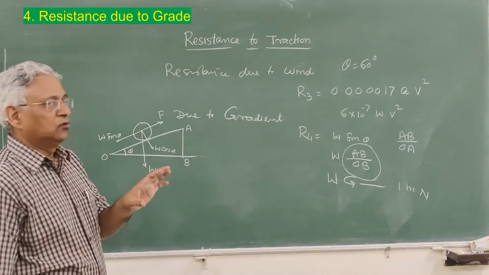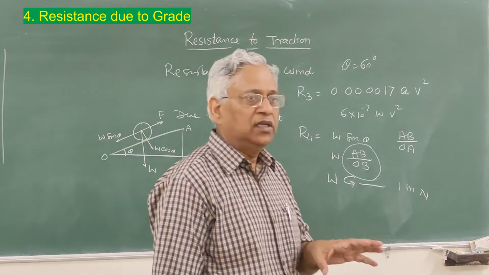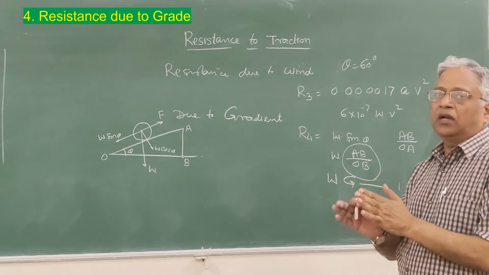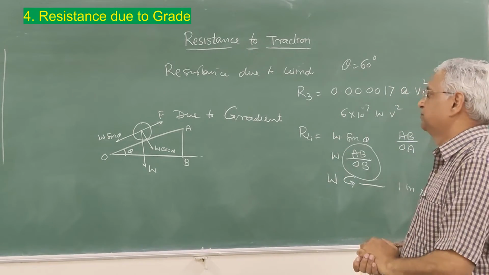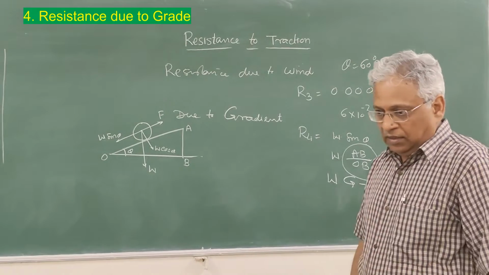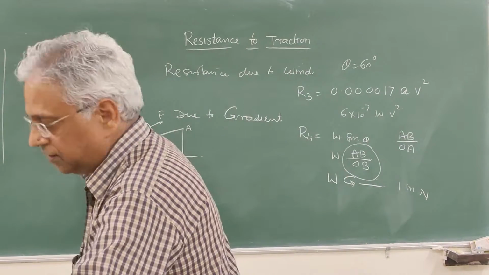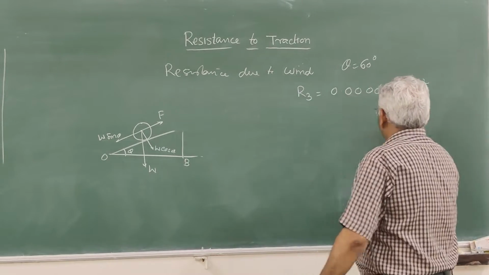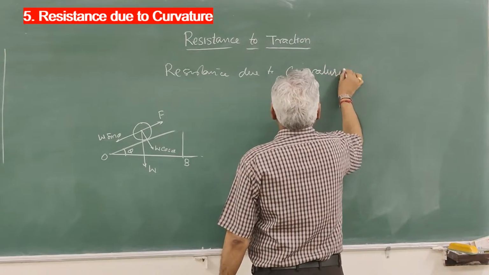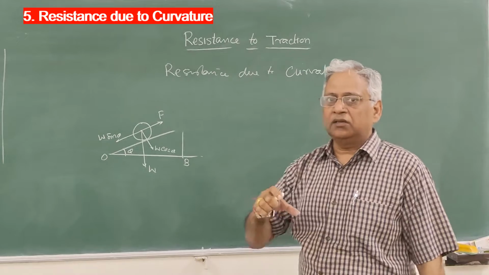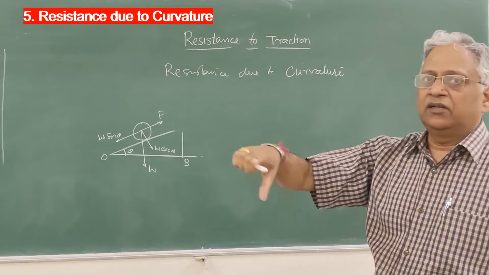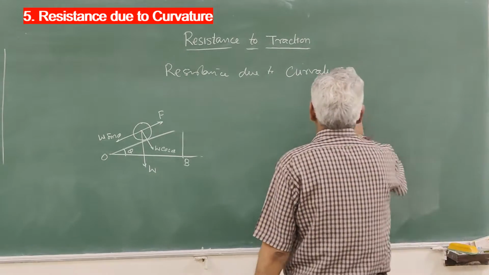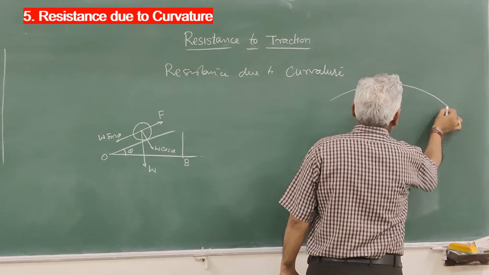This is the resistance due to gradient, and it is present only when the train moves on upgrade, on vertical curve. The next one is resistance due to curvature. This resistance is prominent only when the track is laid on a horizontal curve. And this resistance is mainly because of three reasons.